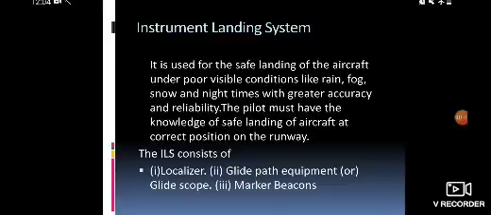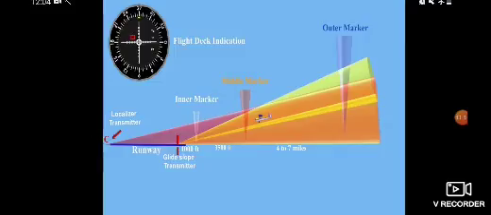Okay, and it is very easy for the pilot to land the aircraft under these conditions, and the pilot should have knowledge of safe landing of the aircraft at the correct position on the runway. It consists of three parts: localizer, glide path equipment, and marker beacons. So this is a figure showing a runway from C point to the outer markers. It is nothing but a runway to land our aircraft.